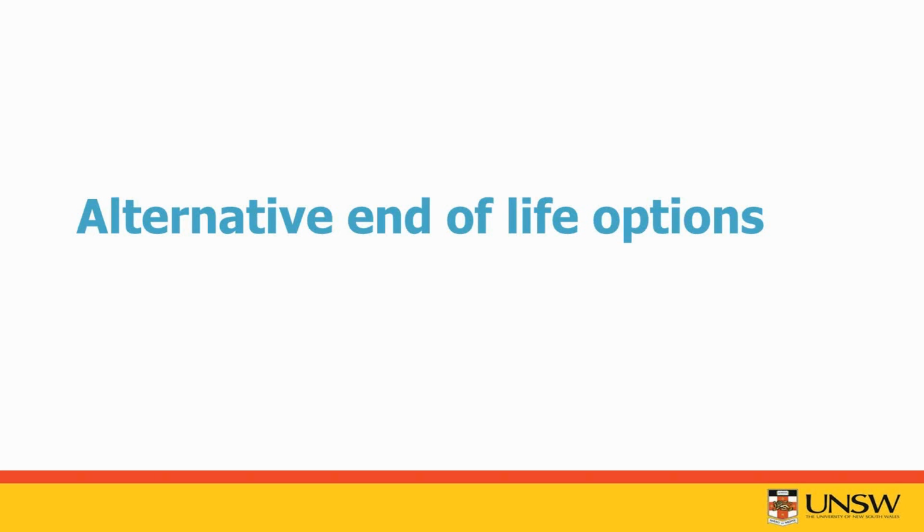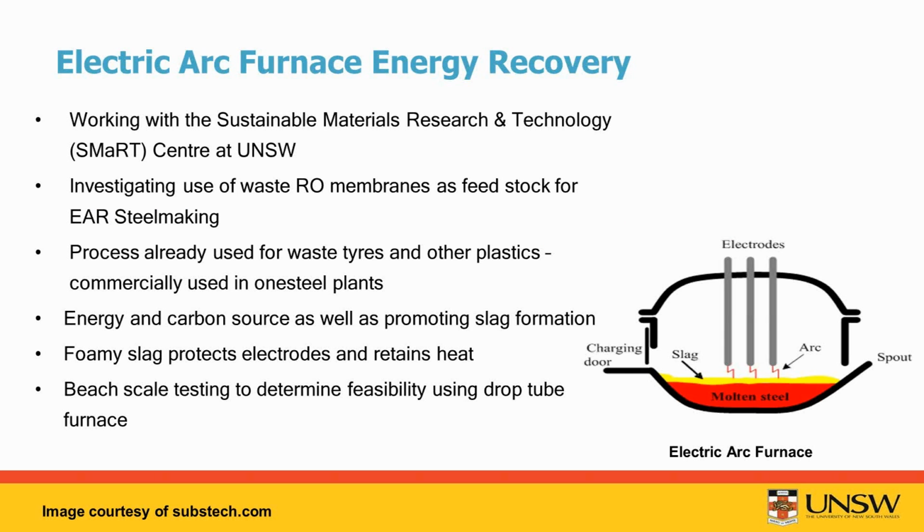And energy recovery and incineration really increases the benefit of that. Unfortunately, we don't do that here, so we have to look at alternative energy recovery options, including a syngas pyrolysis energy generation system, and a novel application that I'm about to talk about is using the polymeric components of the membrane as a coke substitute for electric arc furnace steel making. Now, this is a project that we worked on with the Sustainable Materials Research and Technology Centre at UNSW. They developed this technology over the last couple of years, and the idea was to use ground-up RO membranes as a feedstock for electric arc furnace steel making.